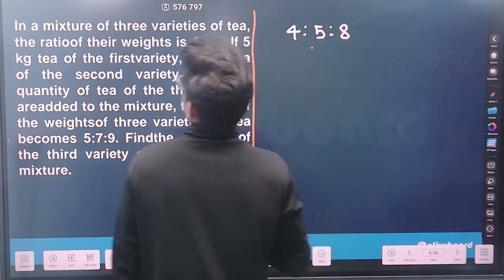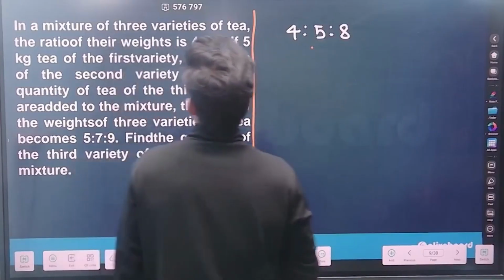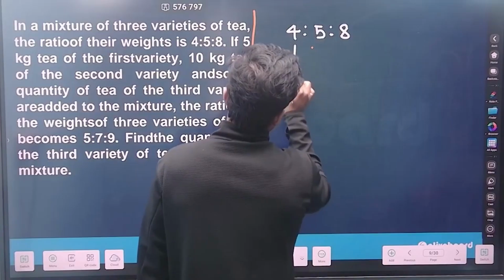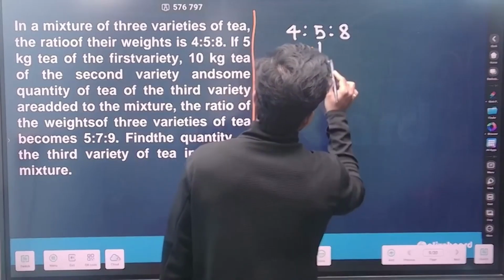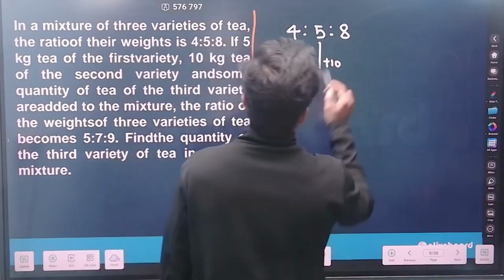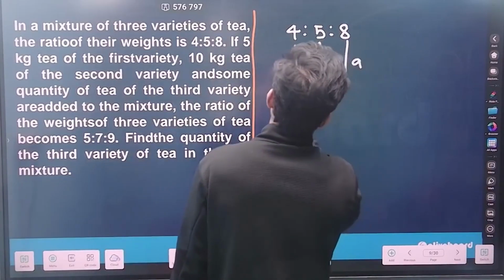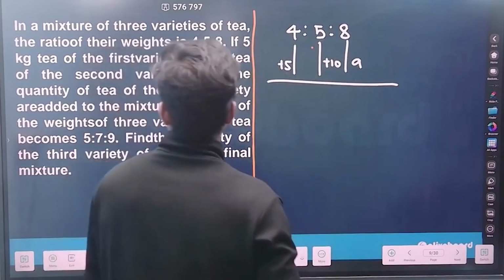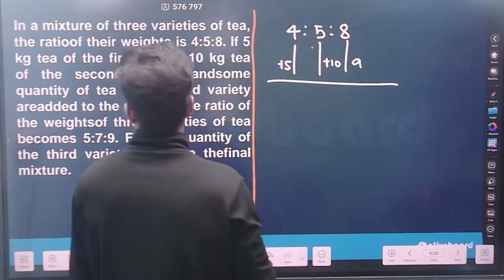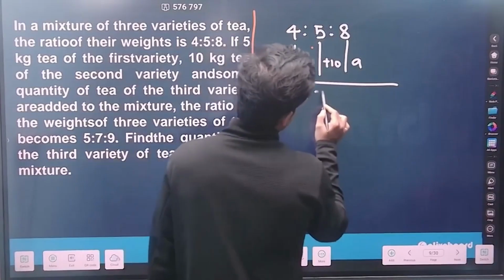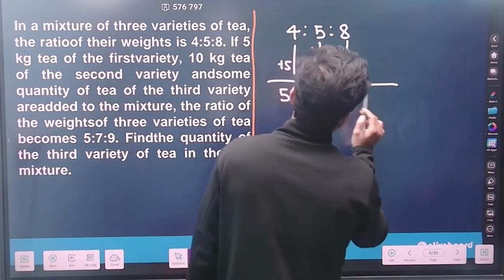Fine. If 5 kg of tea of the first variety, 10 kg of the second variety, and some quantity of the third is added, then the ratio of the weights of the three varieties of tea becomes 5 is to 7 is to 9. So basically this becomes 5 is to 7 is to 9.